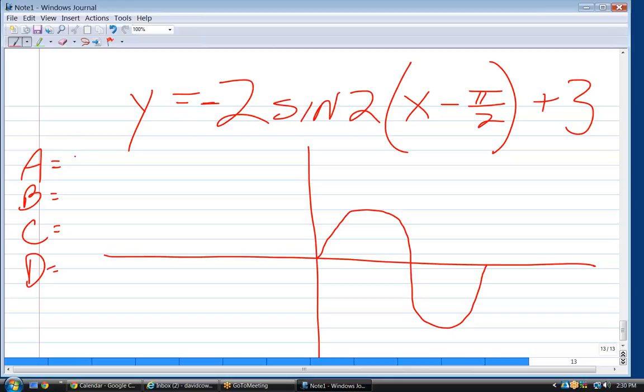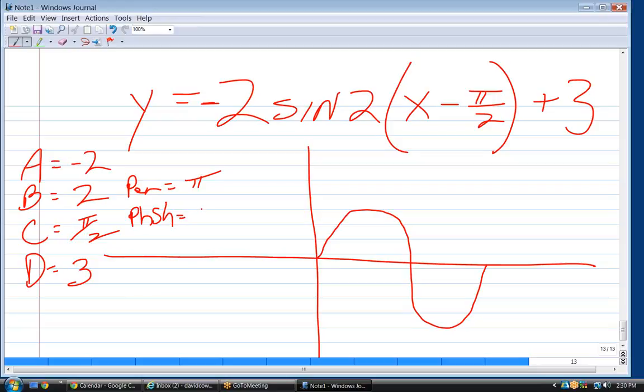A is -2, B is 2, C is pi over 2, and D is 3. Now, make sure you find the period and the phase shift. The period is pi over 2, or 90 degrees. Hold on. Remember, the period is 2 pi over b. Oh, yeah. So it's pi, right? Yeah. So it's 180 degrees. Right. What's the phase shift?